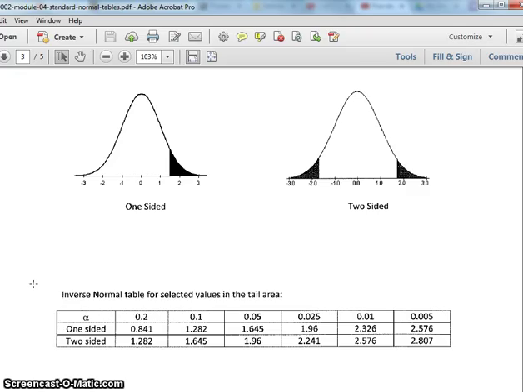You then need to determine the probability of that sample statistic, and if that probability is less than the alpha level, then you reject the null hypothesis. So if you're using an alpha level of 0.05 and you get a p-value that's less than 0.05, then you reject the null hypothesis. The other way of doing this is just using critical values.